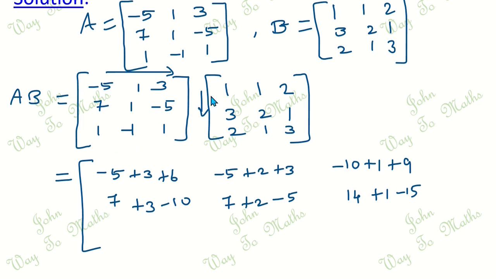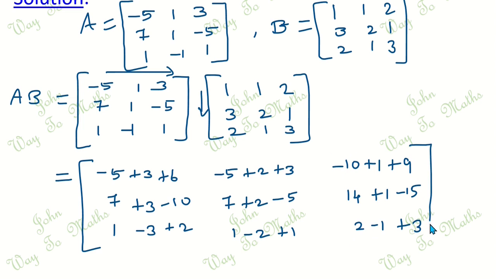Then the third row multiplied by the first column. So 1 one is 1, then -1 into 3 becomes -3, then 1 into 2 becomes 2. Then the third row multiplied by the second column. So 1 one is 1, then -1 into 2 becomes -2, then 1 into 1 becomes plus 1. Then the third row multiplied by the third column. So 1 two is 2, then -1 into 1 becomes -1, then 1 into 3 is 3.